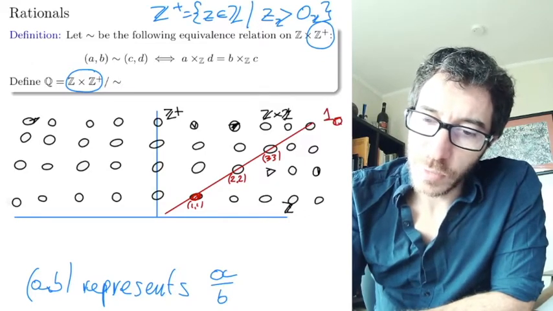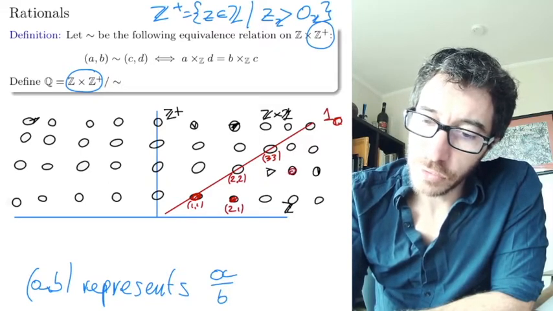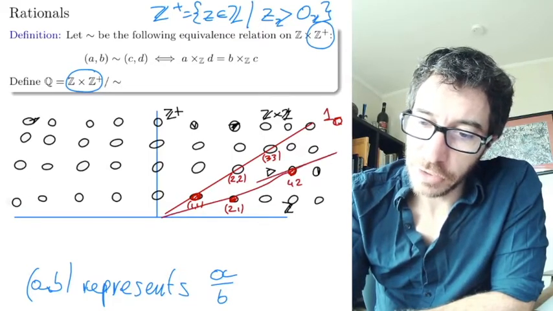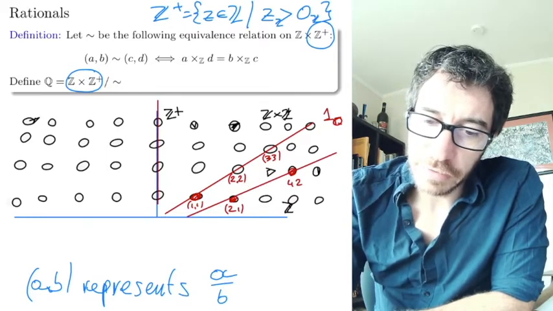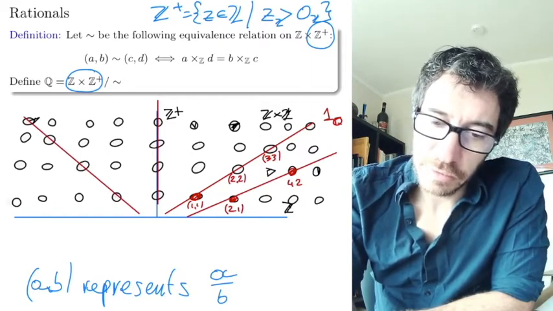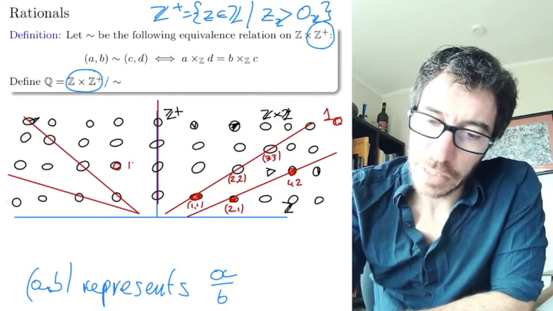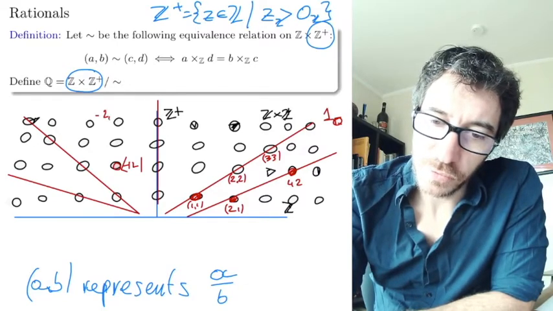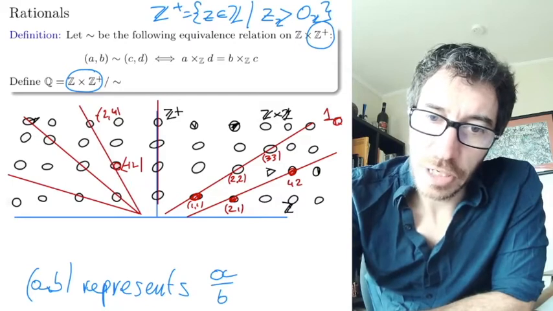And then, for instance, this one here is (2, 1). It's going to be equivalent to (4, 2), and to (6, 3), and everybody on this line is going to be equivalent. This one, (-1, 2), is going to be equivalent to (-2, 4), and corresponds to that line.